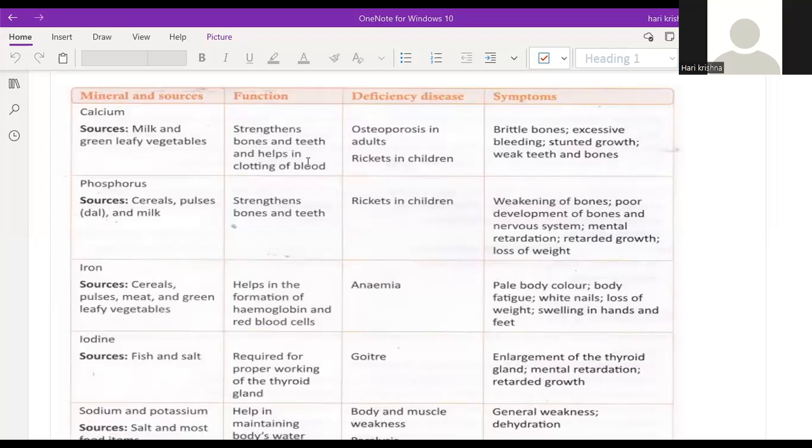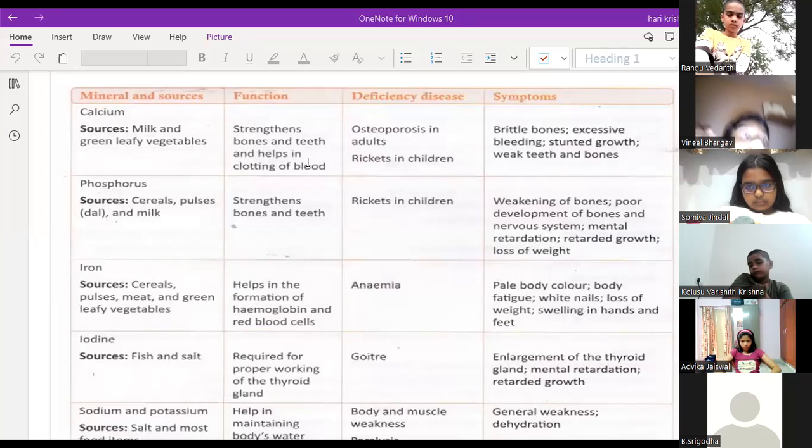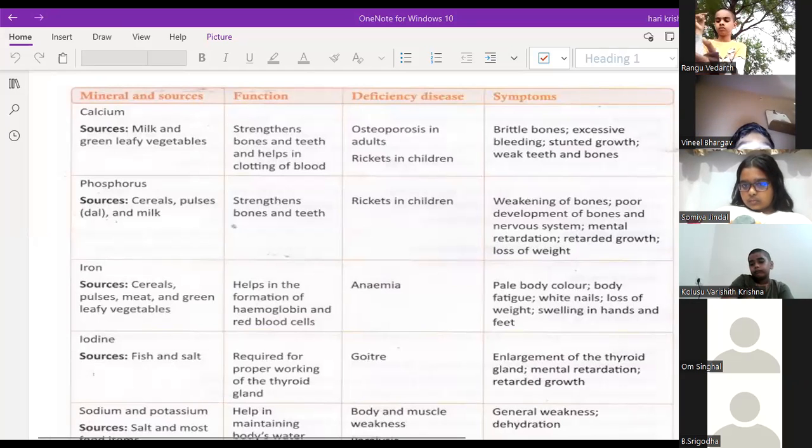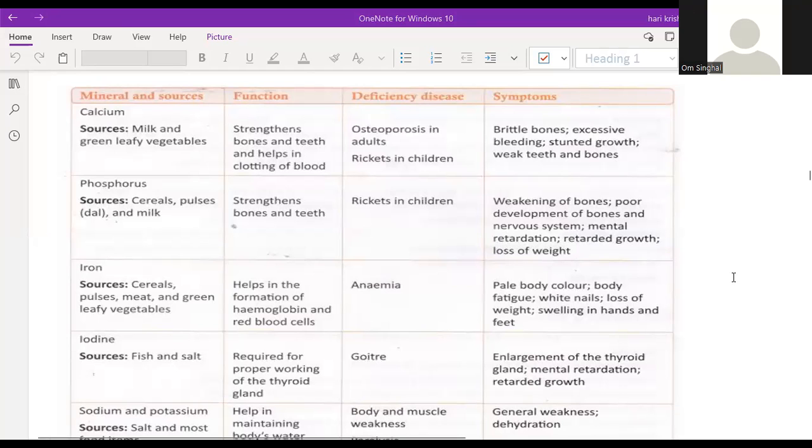Srigoda, read the phosphorus paragraph completely. Read that complete row. What is the source of phosphorus? What is the function? What is the deficiency disease? What are the symptoms?